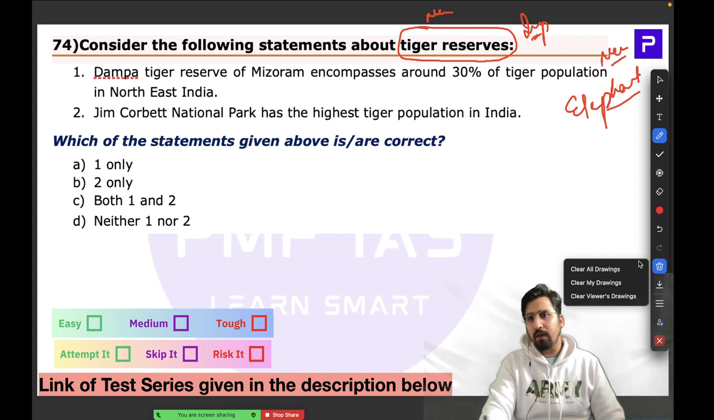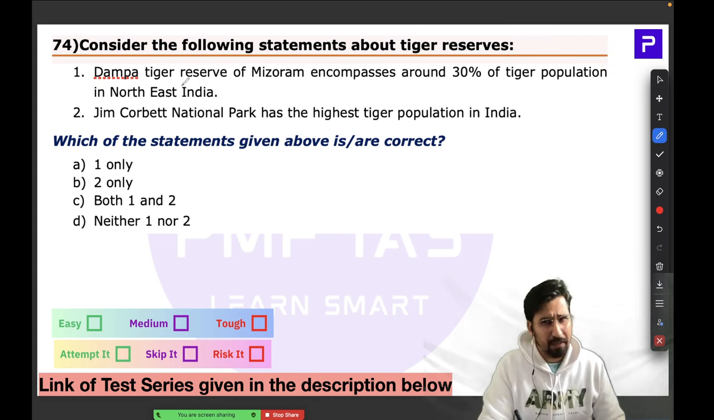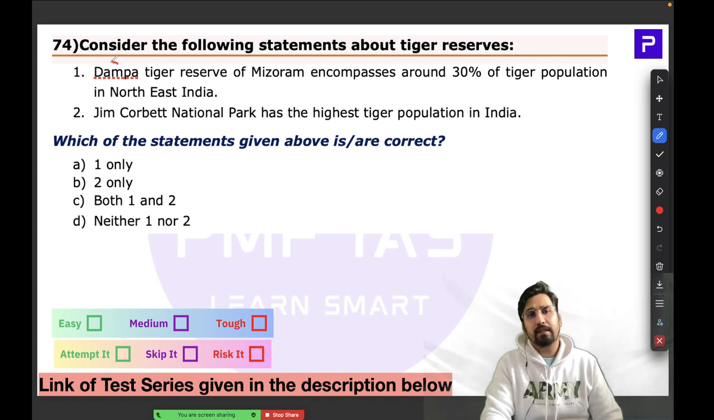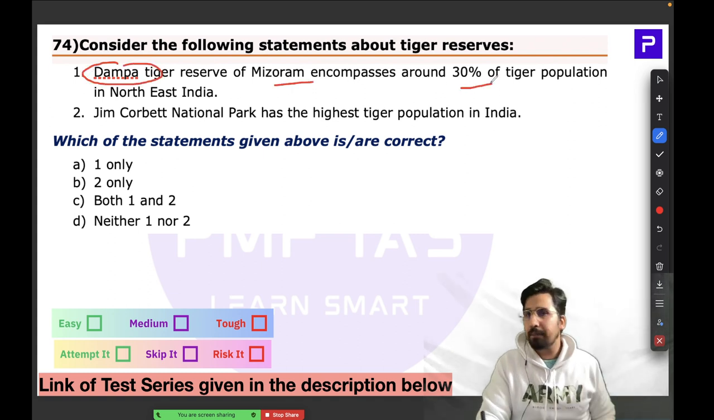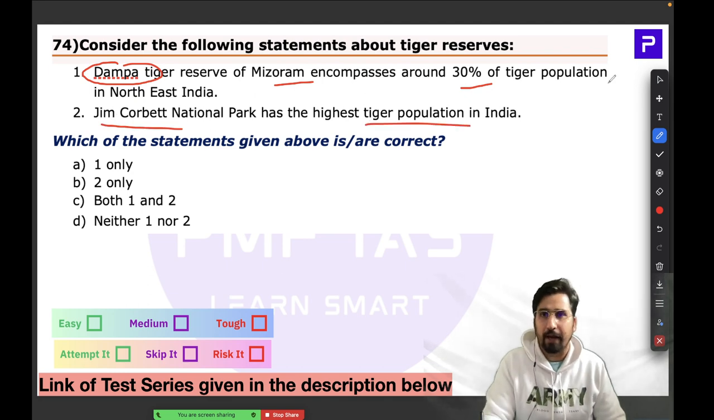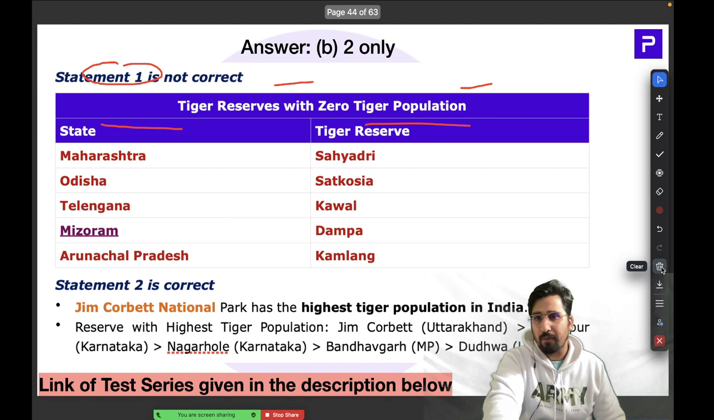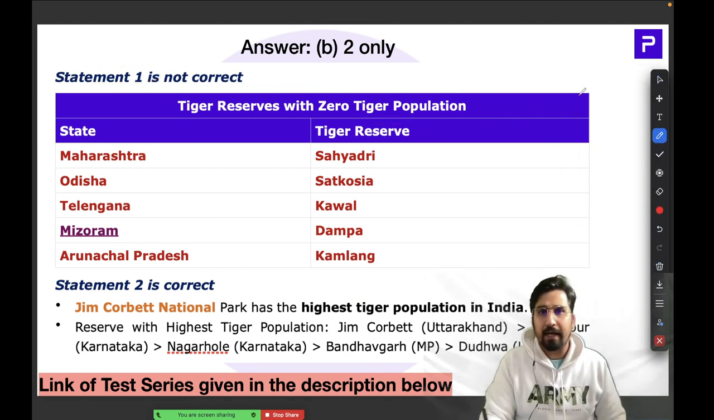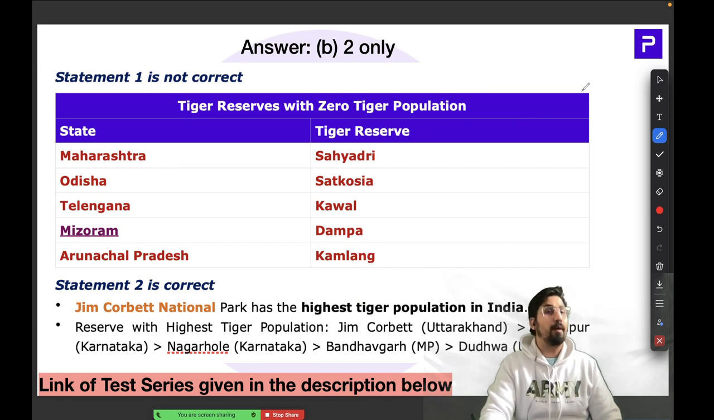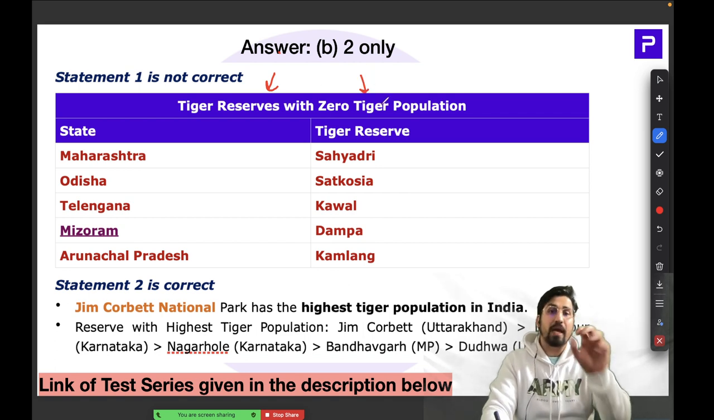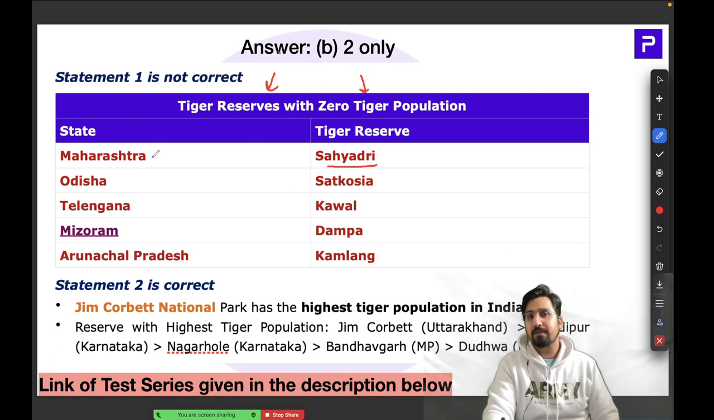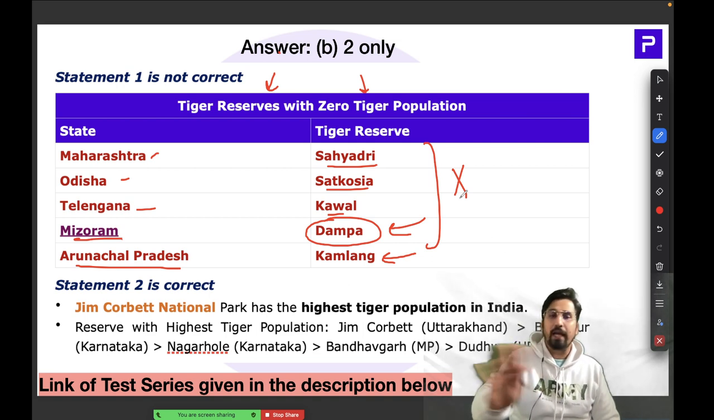Important. Now look at the question. This is a very fact-based question, with no scope for guessing. It says the Dampa Tiger Reserve of Mizoram has 30% population, and Jim Corbett has the highest population that we have. Okay, first I should give you a bit of information. Guys, not every tiger reserve in India necessarily has a good tiger population. Unfortunately, there are some tiger reserves in India right now with zero tiger population. For example, Sahyadri Tiger Reserve in Maharashtra, Satkosia in Odisha, Kawal in Telangana, Dampa in Mizoram, which was in the question, and Kamlang in Arunachal. Here there is absolutely no tiger population.